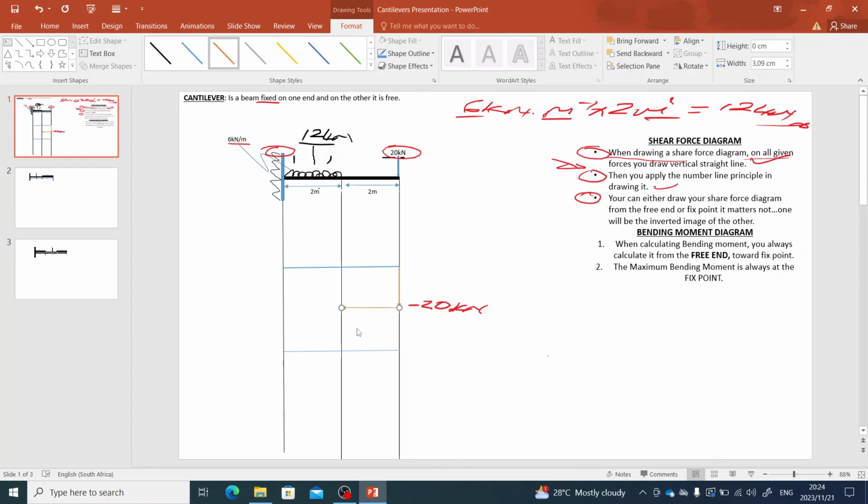Since there's nothing, I will represent that force as a straight line. Right. Now, between this point and that point, I'm having a uniformly distributed load. And we know that the uniformly distributed load, we represent it as a diagonal line. Now, I'm having negative 20 plus negative 12 equals negative 32. Since there's a UDL, I will represent it as a diagonal line like this.